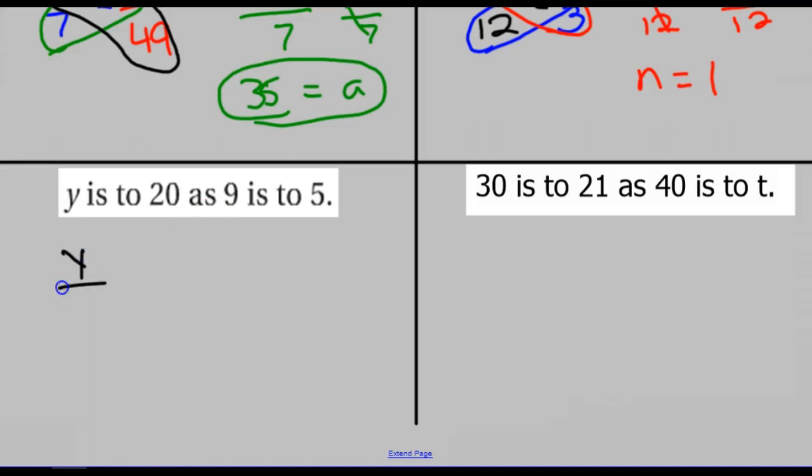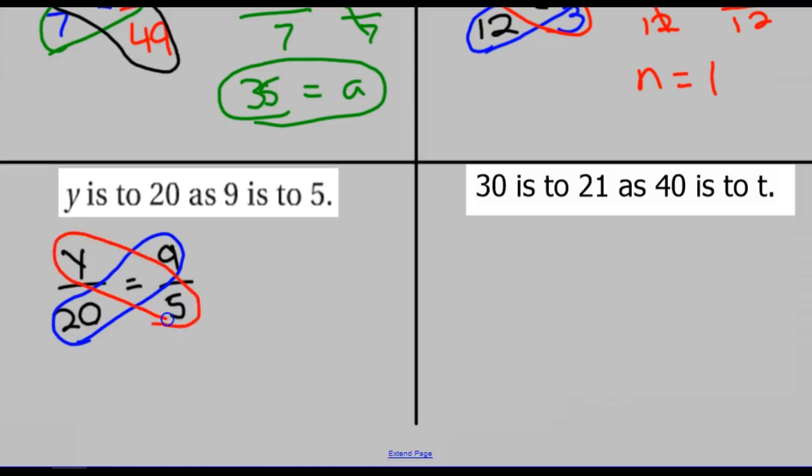Next, y is to 20, so y over 20 equals 9 over 5. Cross multiply. So 5 times y is 5y equals 20 times 9, which gives us 180. Divide by 5, which gives us 36.